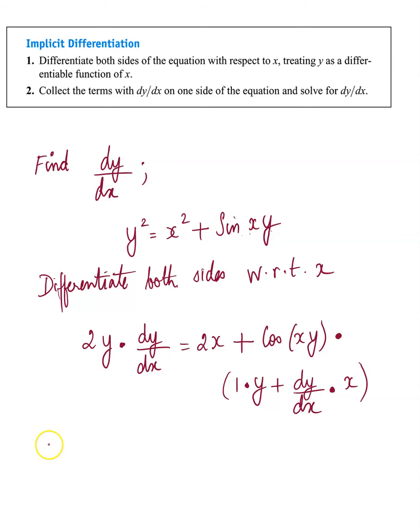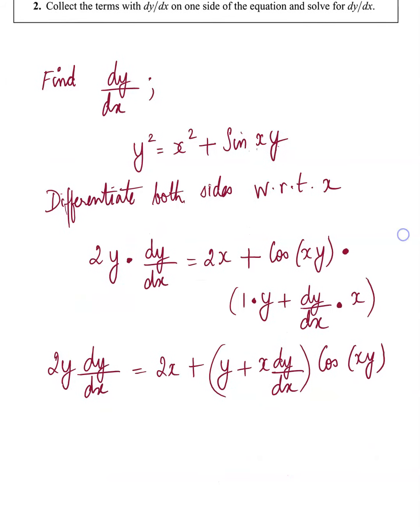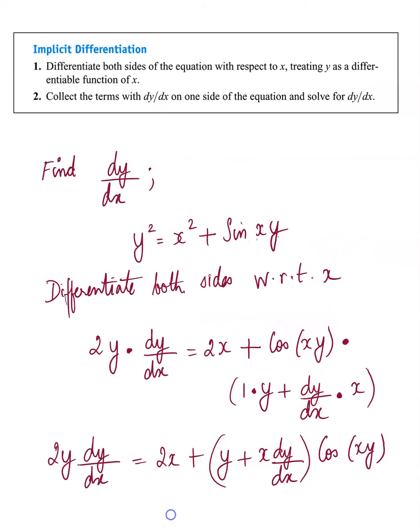Let me put them all together. 2y dy over dx equals 2x plus, I'm going to throw this in the front, y plus x dy over dx times cosine xy. Please put all the parentheses around them so we can be very clear there. Alright, so that was step 1. Let's go to step 2.